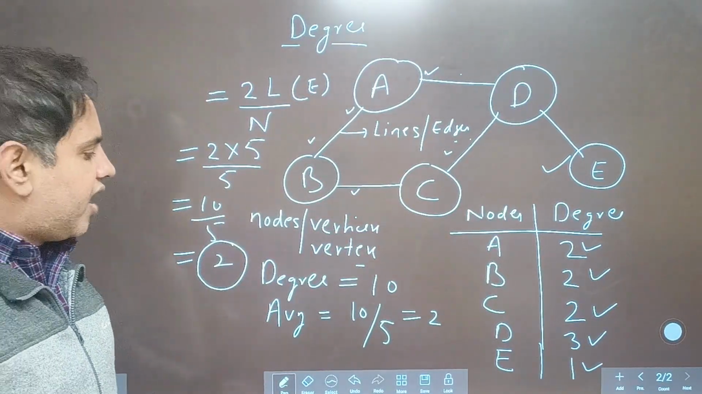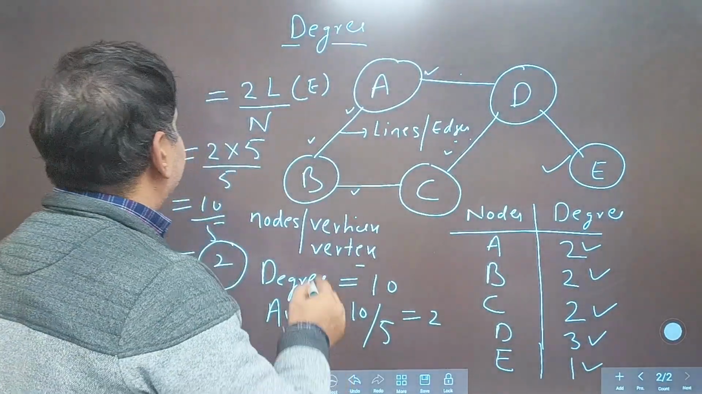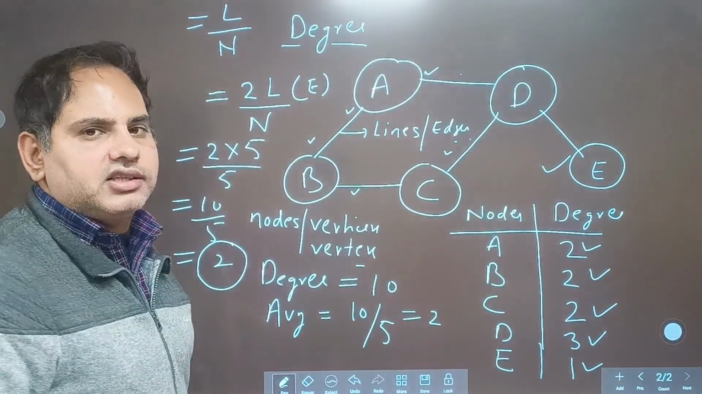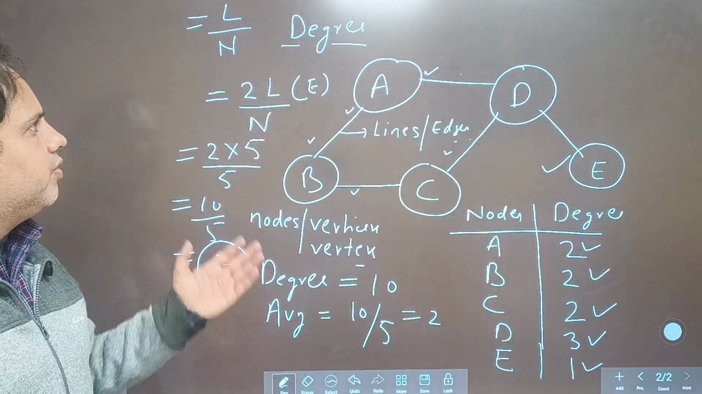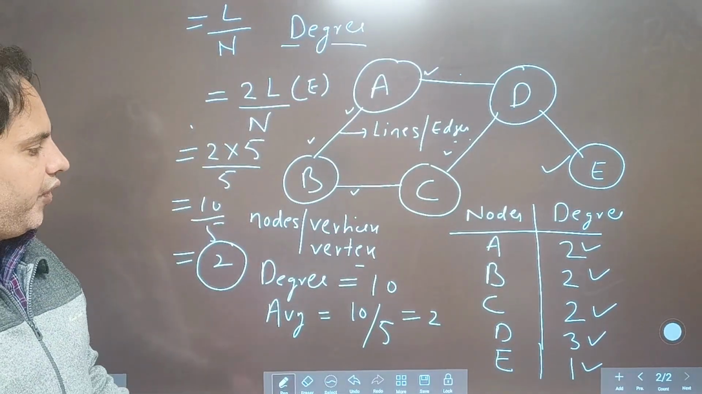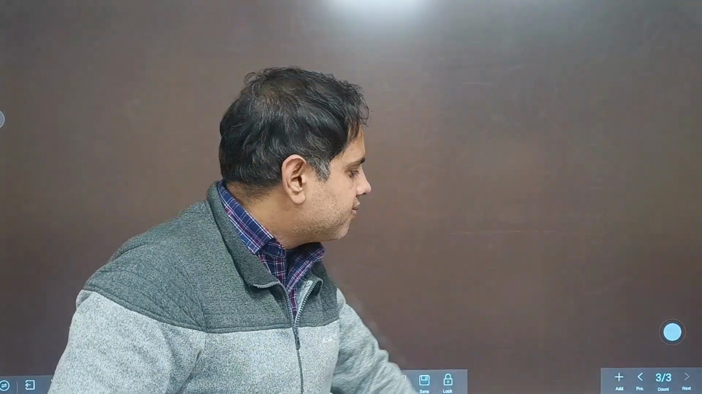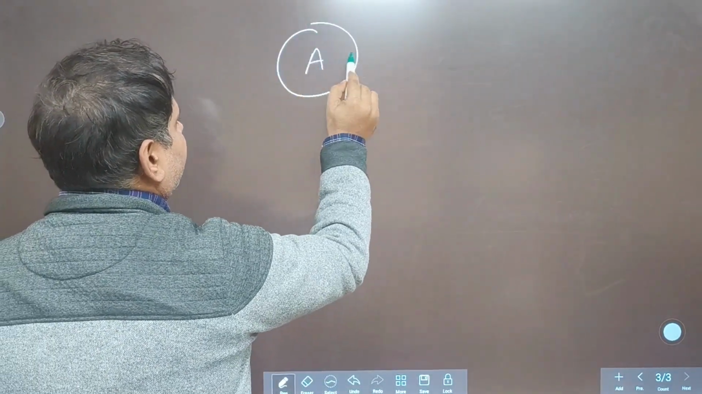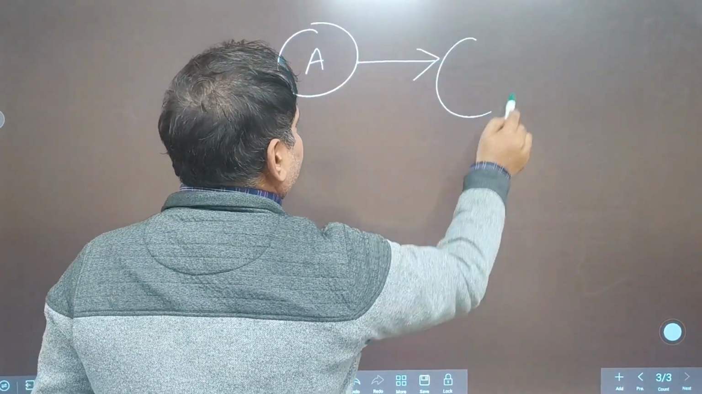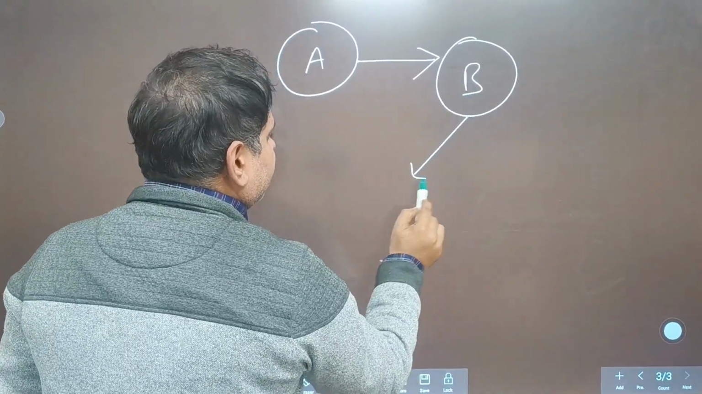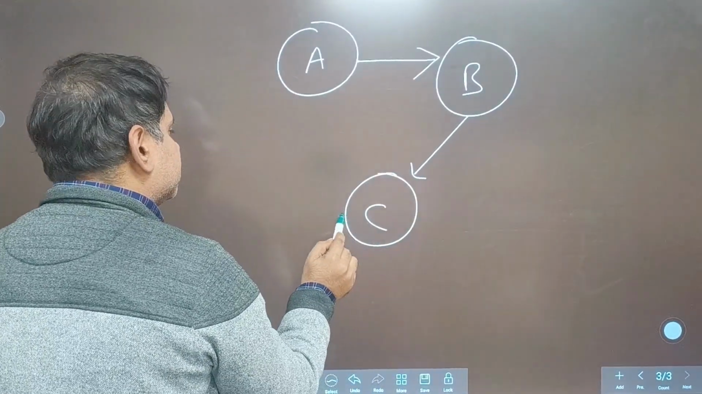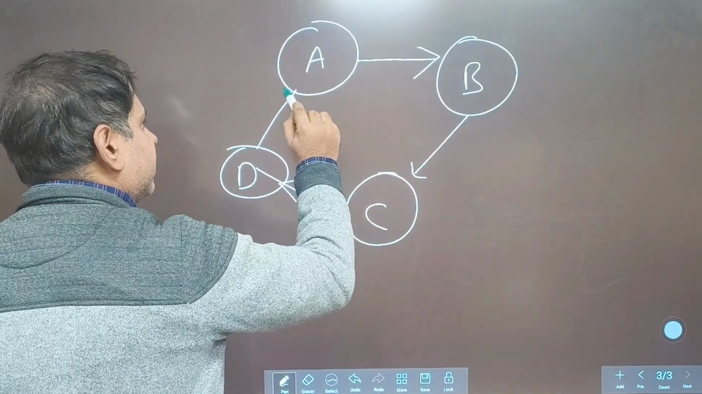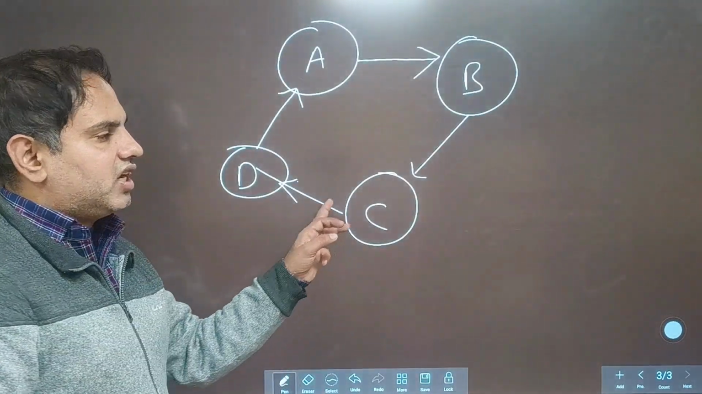If there is a directed graph, then for the directed graph your formula is L divided by N: edges divided by number of nodes. That will be for the directed graph, right? So this is your degree. If you see what a directed graph is, for example, I am giving the directions B, then C, then D, then E, then A. So this is the directed graph.